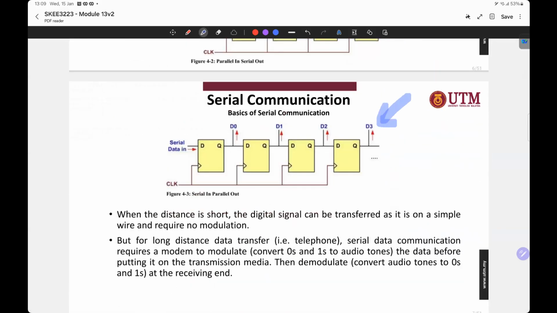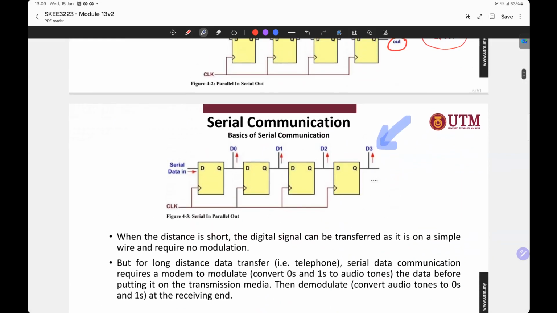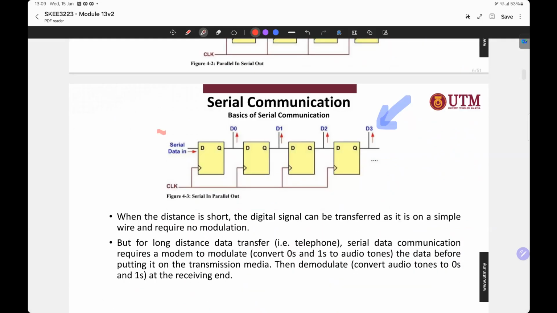So this is the figure of the register at the receiving end. From here we can see the data coming in is serial data, which is 1 bit of data. Then by using this register, it will convert into 1 byte of data, right?